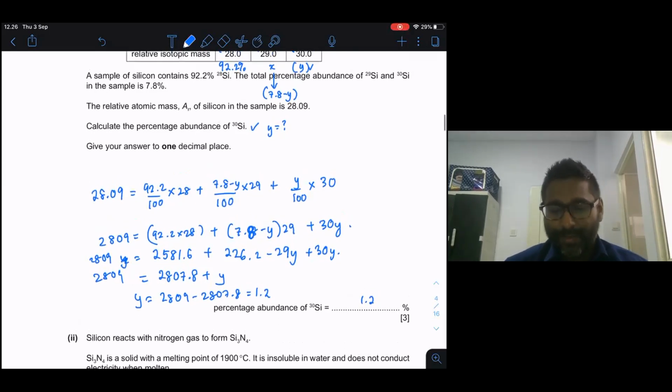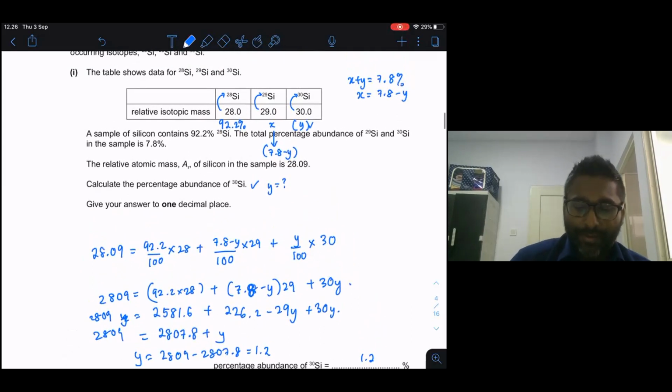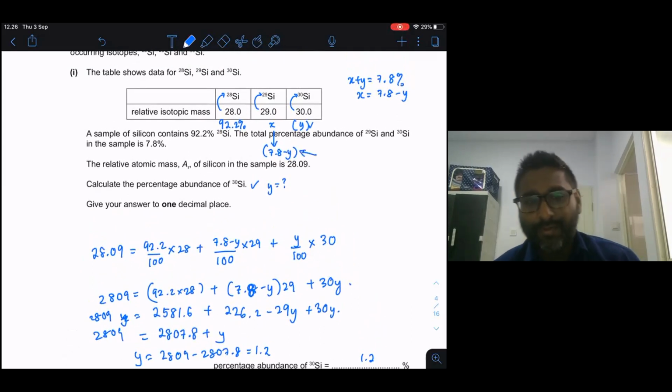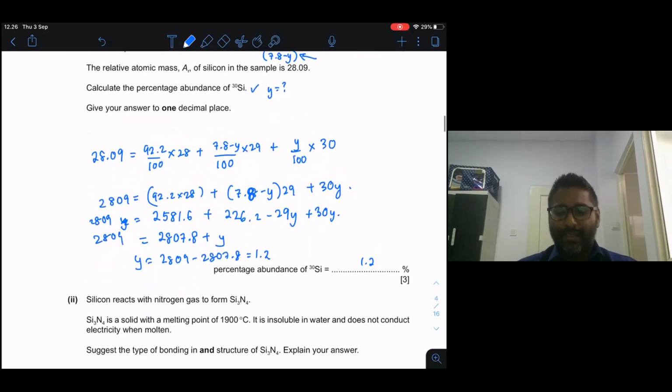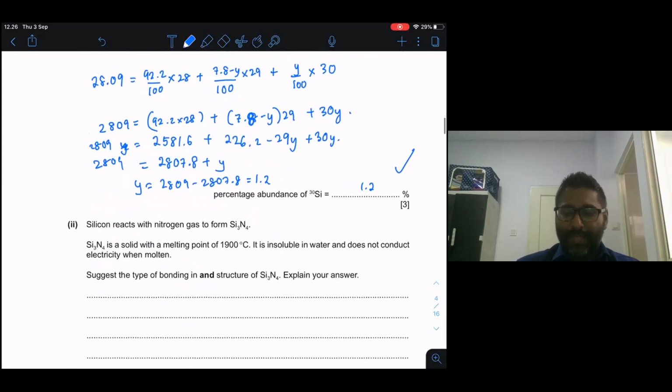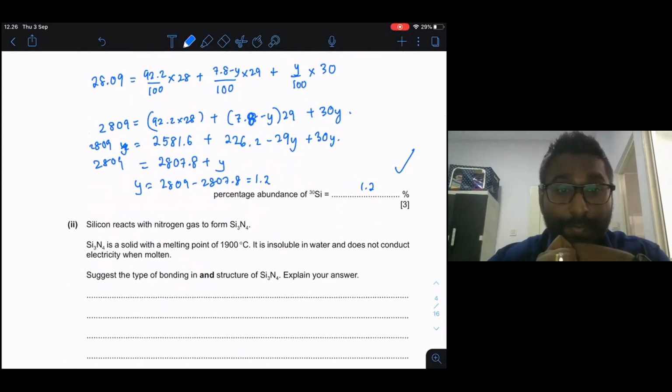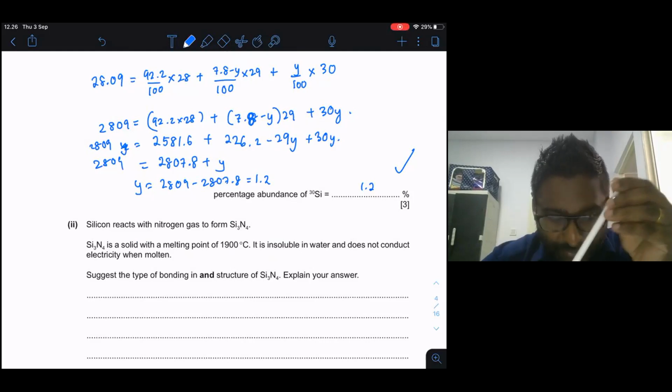Now, some students will get a problem if they don't change it into Y form. So you will still have another unknown, which is going to be X. So how do I find X and so on? I think that's the problem here. So that's going to be the answer, 1.2. So let's actually move on further.